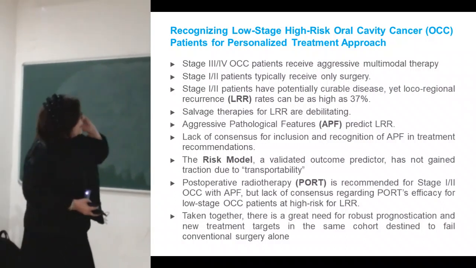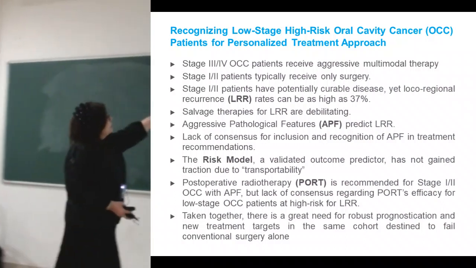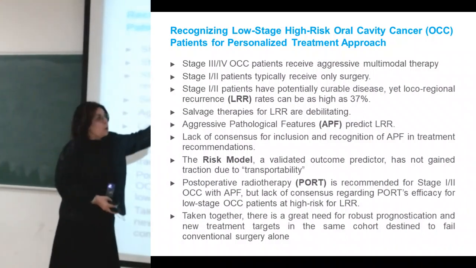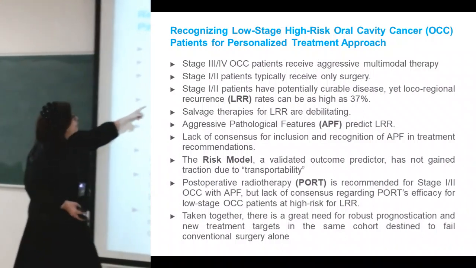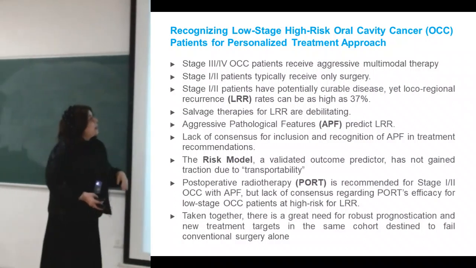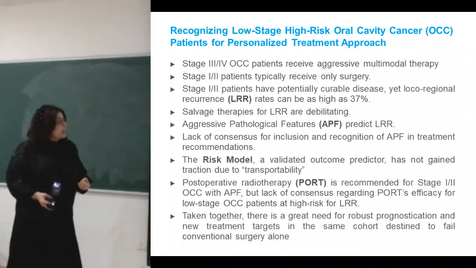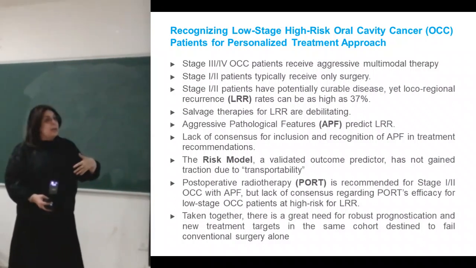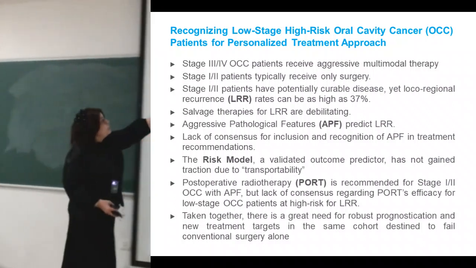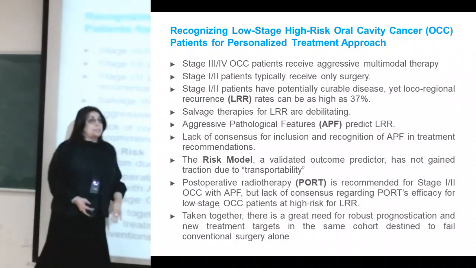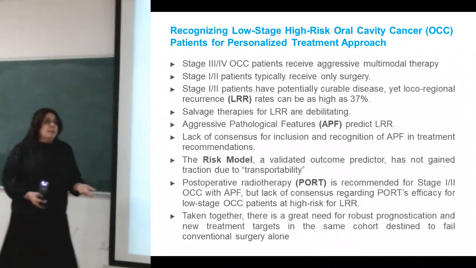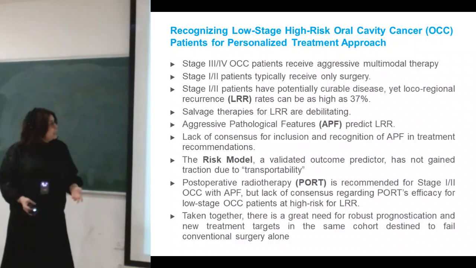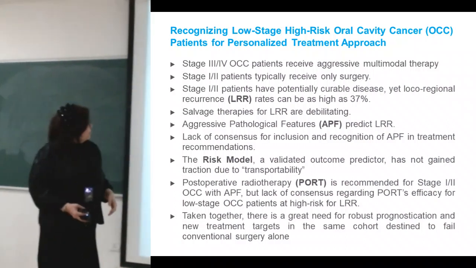So if a patient is treated with just the minimal type of treatment, only surgery, but then develops a local regional recurrence, it's a pretty debilitating type of therapy that they have to go through afterwards. Now, if you treated everybody, even low-stage patients, with very aggressive therapy, you're over-treating many patients. And the therapies themselves are not easy to go through.